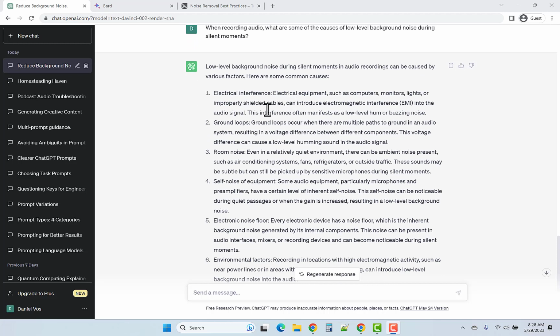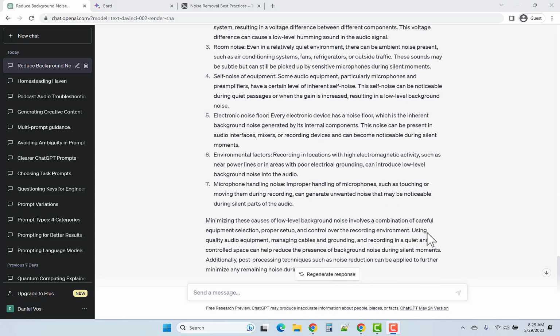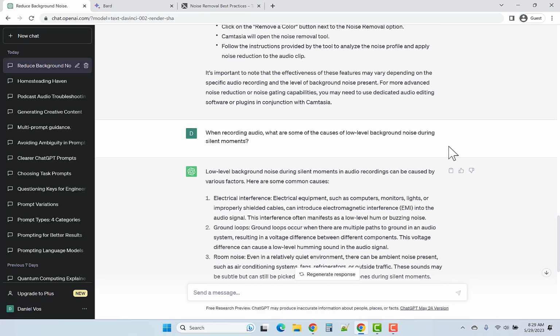So I asked about the causes, and it gives a variety of different causes, all of which frankly sound pretty overwhelming to try to solve, because they deal with a lot of factors that I think I don't have much control over. But it does say that post-processing techniques such as noise reduction can be applied. So I think that's what I'm most interested in.